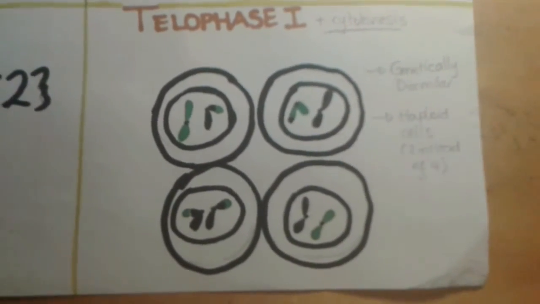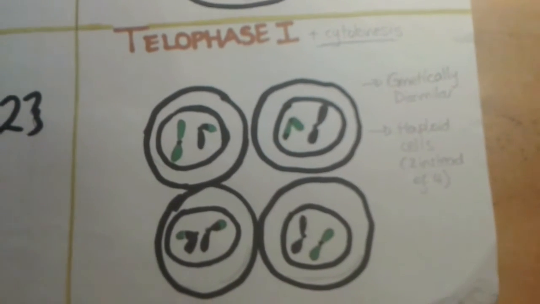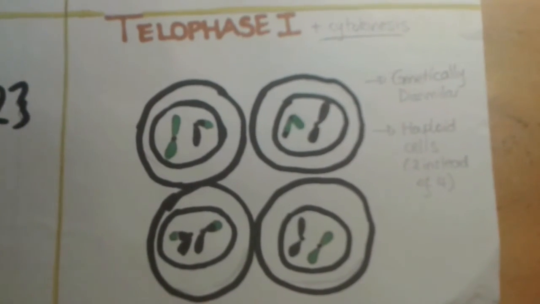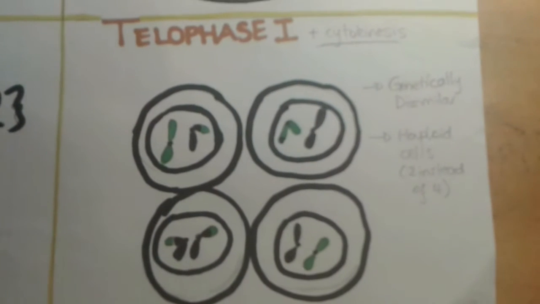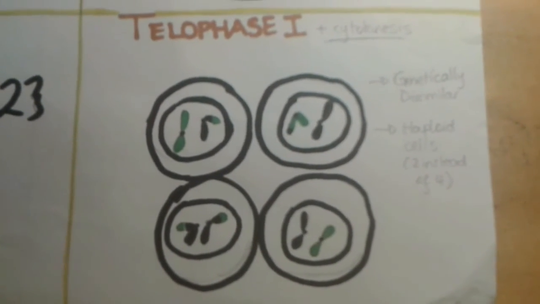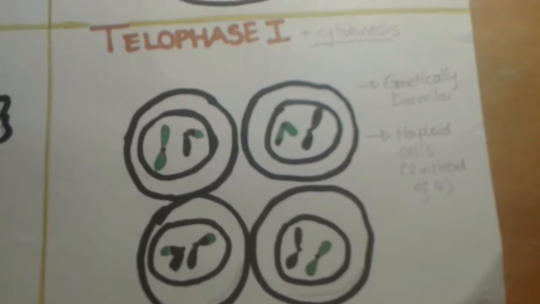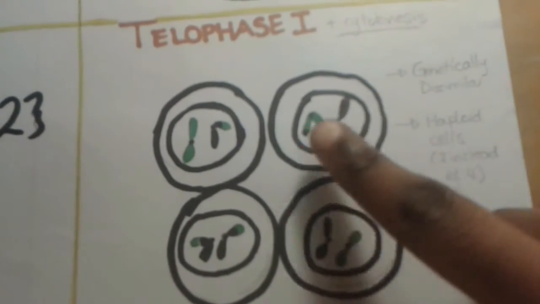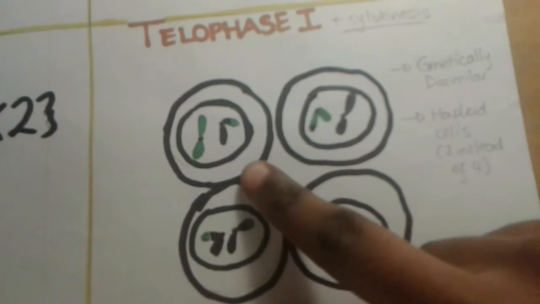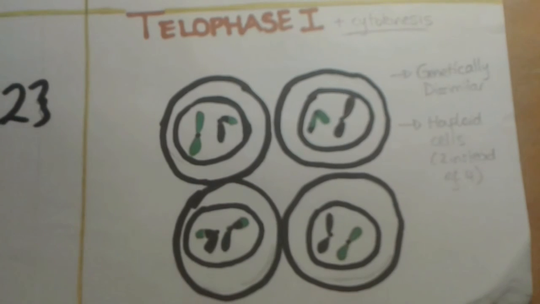This really leaves you with 4 cells formed. They have a haploid number of chromosomes, which means they have half the chromosomes that you usually would have, or half the chromosomes that you started with in the first place. Because crossing over has taken place, each of the 4 cells produced from meiosis are genetically different to each other, and also to the parent cell, the cell that you started off with when you first started meiosis.